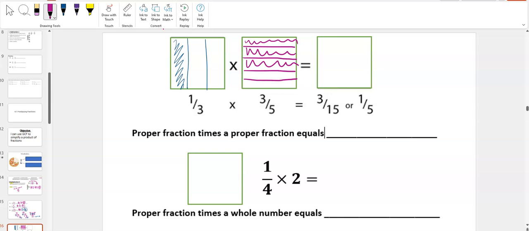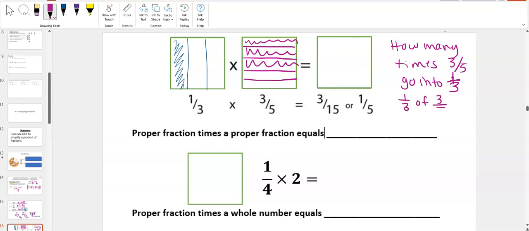And when I'm multiplying these together, because what we're doing is visualizing, right? What does 1/3 times 3/5 really mean? I have a third and I have 3/5. And what it's really telling me is how many times 3/5 can go into 1/3. That's really what my multiplication question is. I want to know what 1/3 of 3/5 is. Those are really what we're asking ourselves.